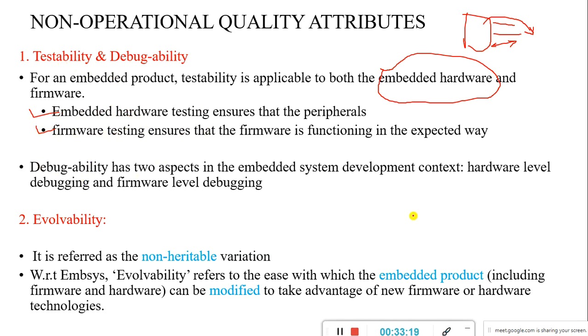Testing of the device. Now, what do you mean by debug? Now, you have a debug session. See, I have a LPC 2148 ARM processor. Now, I will be trying to download the program onto the hardware.